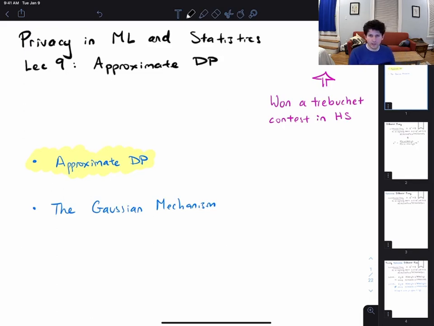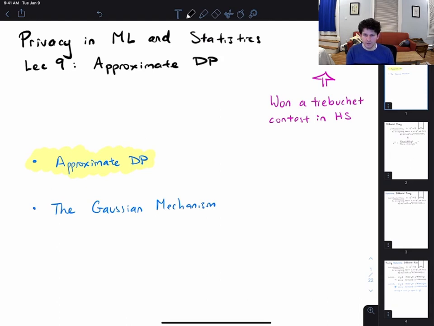In this lecture, we're going to talk about a slight generalization of the definition of differential privacy. That's sometimes called approximate differential privacy or epsilon delta differential privacy, for reasons we're going to see. This definition is going to be slightly weaker than the standard definition of differential privacy, but it's going to allow us to do a lot more. So we'll see some examples of what we can do with it in this lecture, and also see more in the next lecture when we talk about composition.